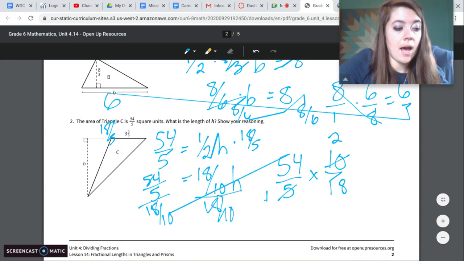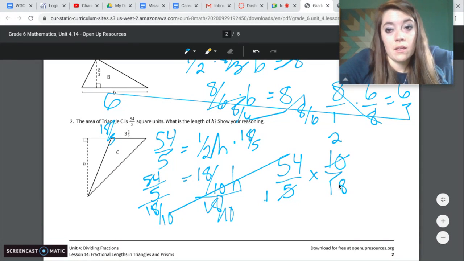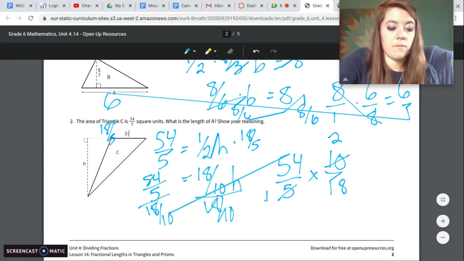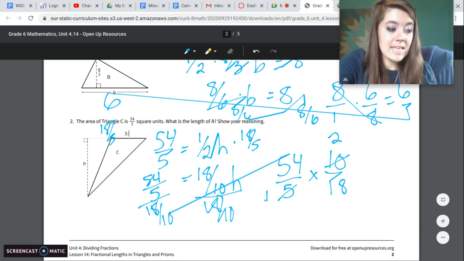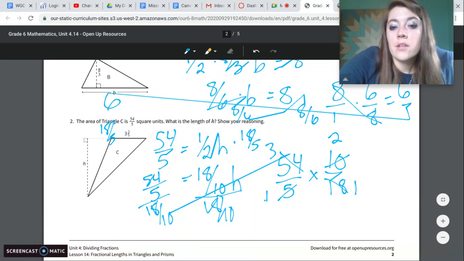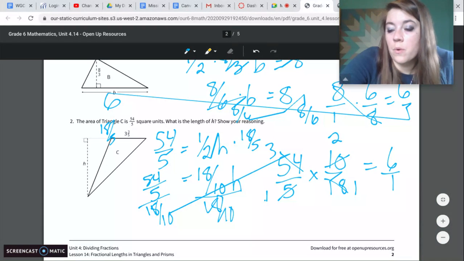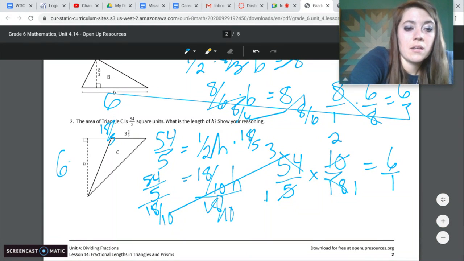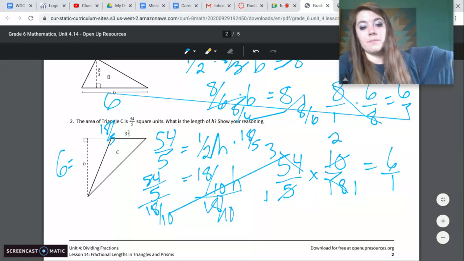Wait, they're actually 54 divided by 18. They're both divisible by 18. So we can cancel these out. 18 divided by 18 is 1. 54 divided by 18 is 3. So now we have 3 times 2, which equals 6, over 1 times 1, which equals 1. So our height over here is 6.